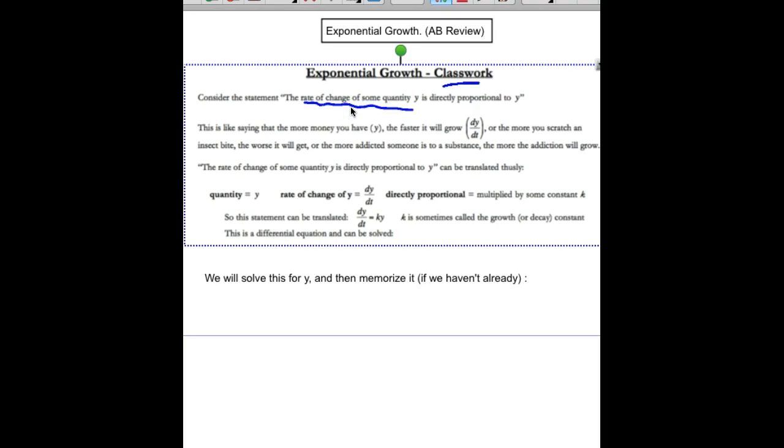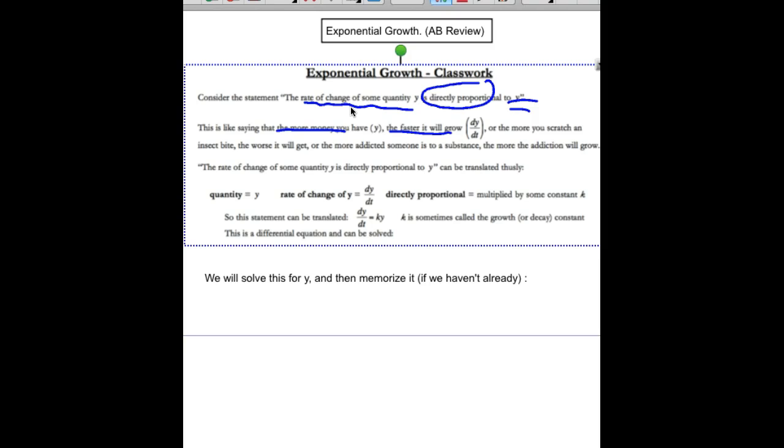Anyway, when it says it's directly proportional to the amount present, that's an indicator that you've got exponential growth, those words directly proportional to. And rate of change in our class is a derivative. So they give some examples on here, like saying the more money you have, the faster it'll grow. Well, that's totally true, right?